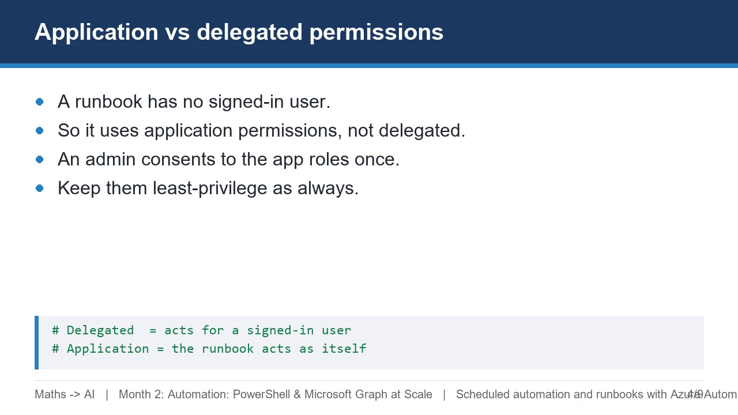Because a runbook runs as itself, with no human signed in, it cannot use delegated permissions, which act on behalf of a signed-in user. Instead, it uses application permissions, also called app roles, that an administrator consents to once. The principle of least privilege still applies just as hard. Grant the identity only the specific app roles the runbook actually needs, nothing more. Knowing the difference between delegated and application permissions saves a lot of confusing 403s.